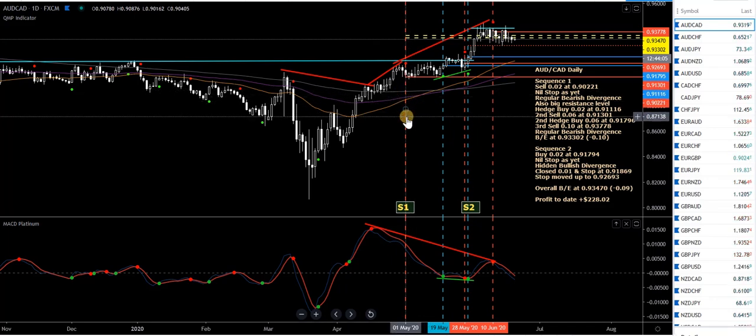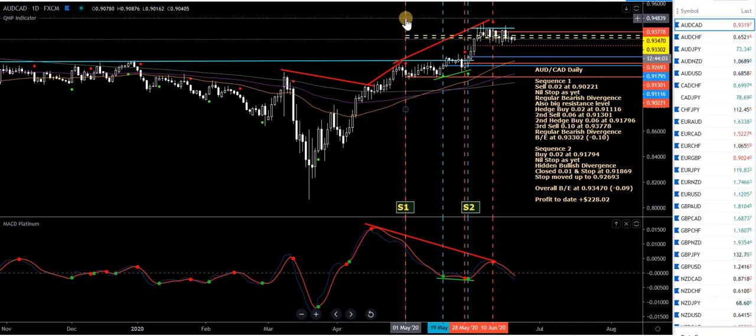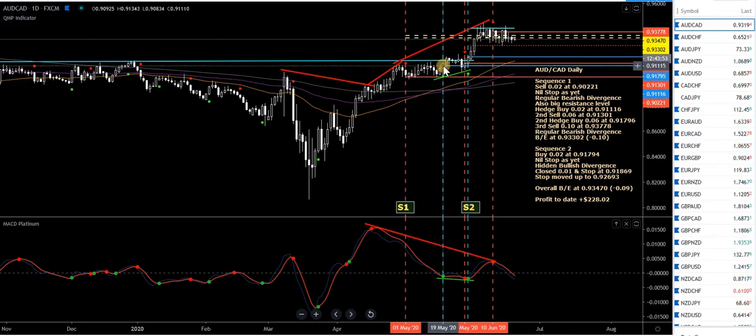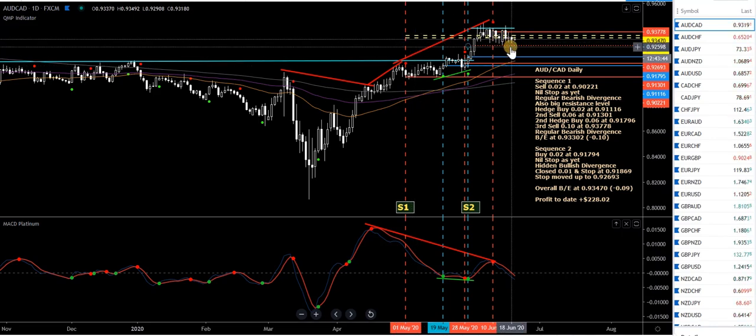Now, with sell trades, they're designated by a red dashed vertical line and a red solid line. So in here, the intersection is the sell trade. Buy trades are blue, so there's the buy in there. These yellow dashed lines are break-even levels, and the red dotted lines are a stop loss.